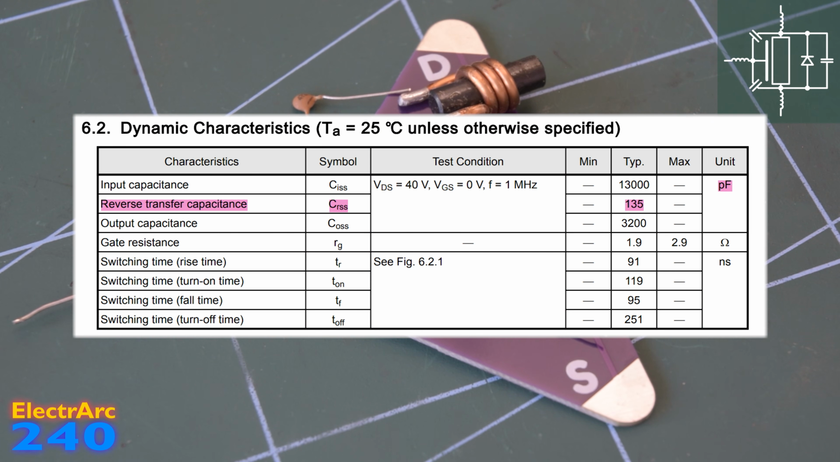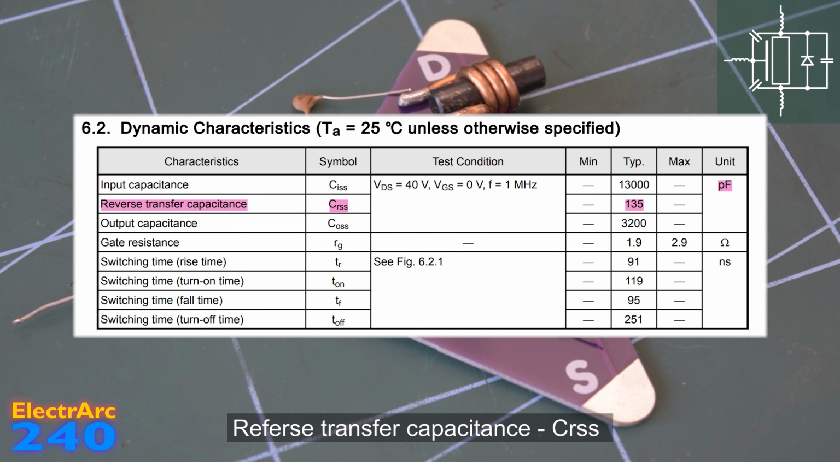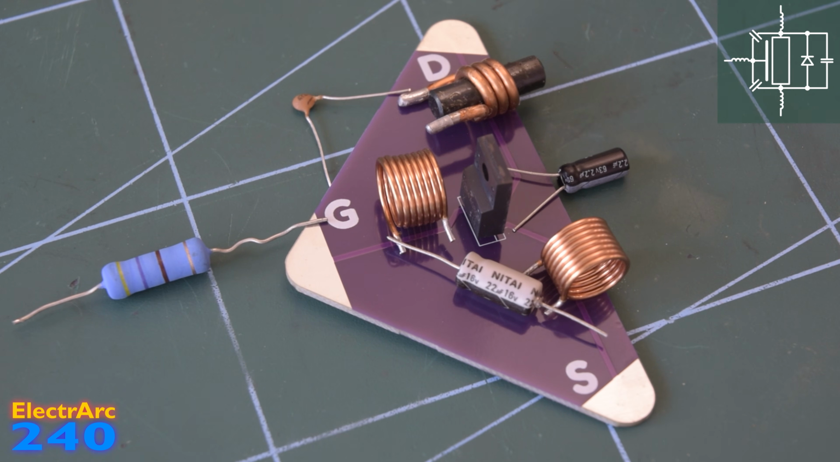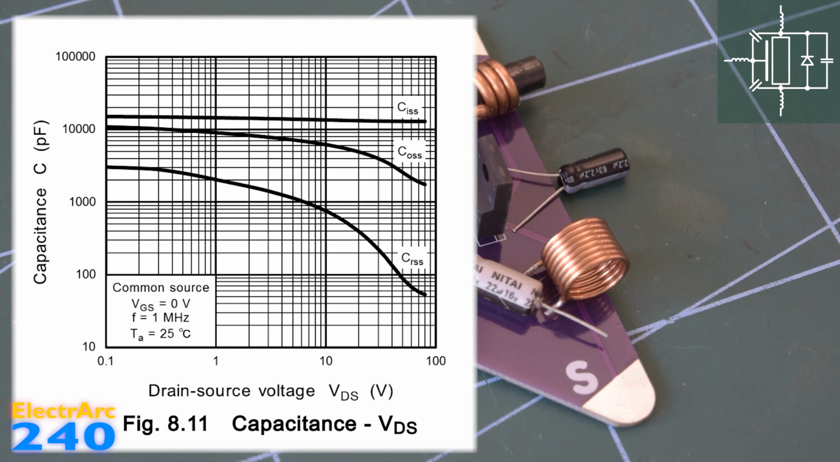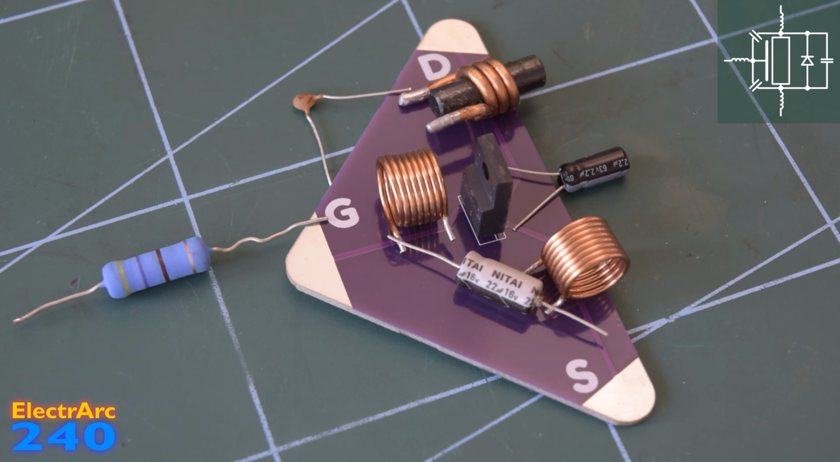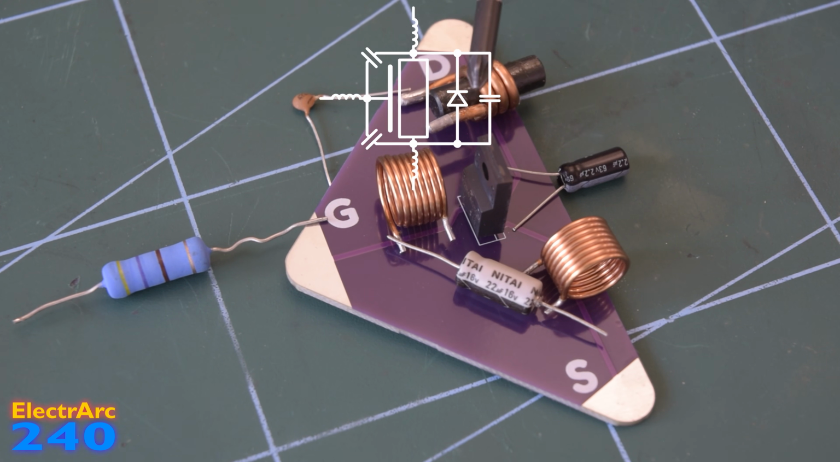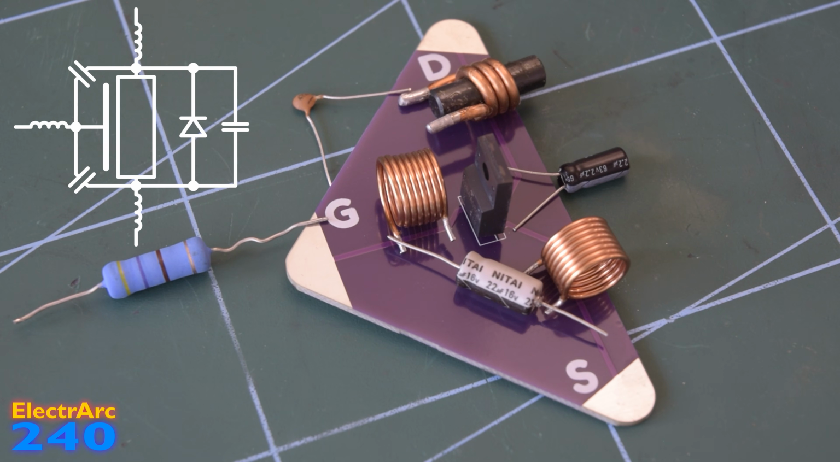And here in the datasheet we can see CRSS, which is the reverse transfer capacitance, or the Miller capacitance, or the gate-drain capacitance. And as with the drain-source capacitance, this Miller capacitance is very dependent on voltage, as we can see in this plot. So once again, this makes calculations and simulation non-trivial. So that's it for our parasitics. Who would have thought that a simple electronic switch could get so complicated in just 30 minutes?